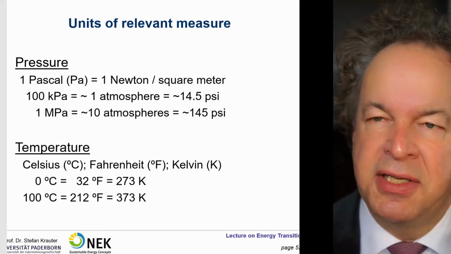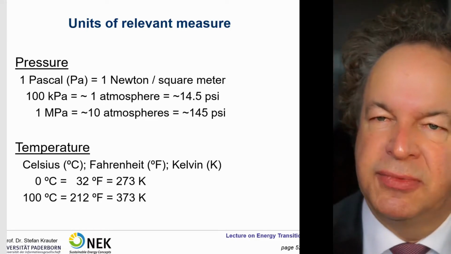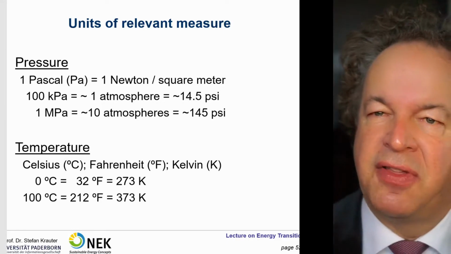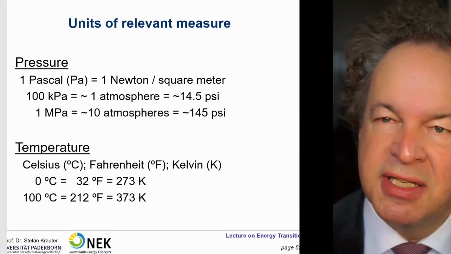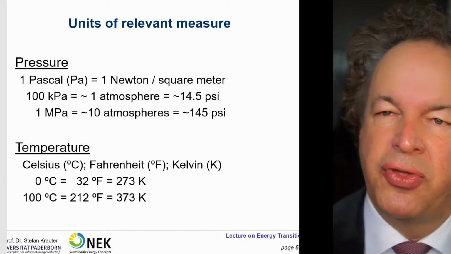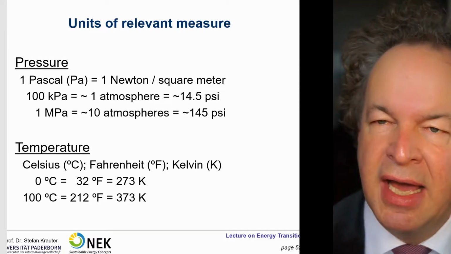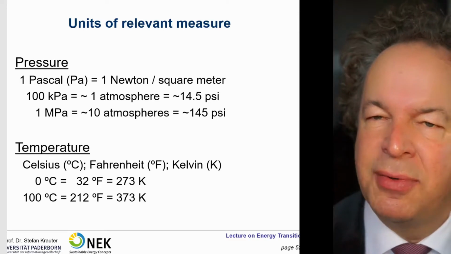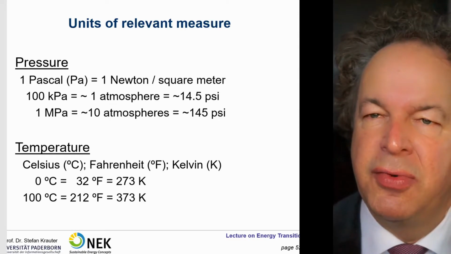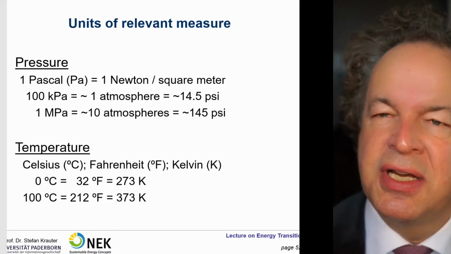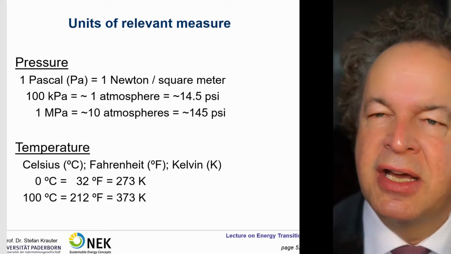Temperature, the SI unit is Kelvin. Often Celsius is used. This is equidistant. It gets more difficult with Fahrenheit. 0 degrees Celsius is equivalent to 32 degrees Fahrenheit, or exactly 273.15 Kelvin. But it's sufficient if you use 273 Kelvin. 100 degrees Celsius is equivalent to 212 degrees Fahrenheit, or 373 Kelvin.